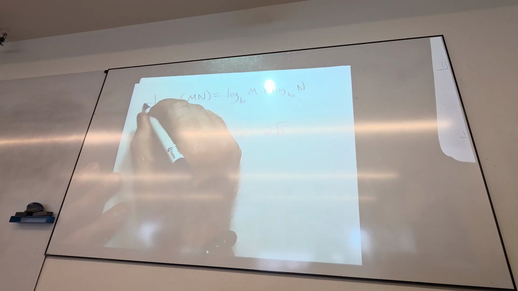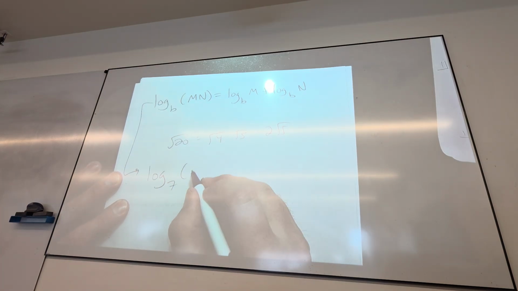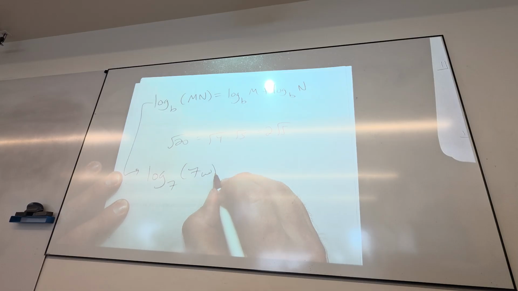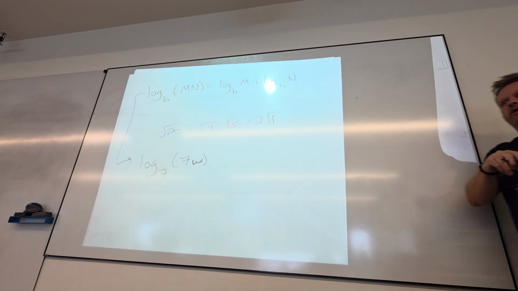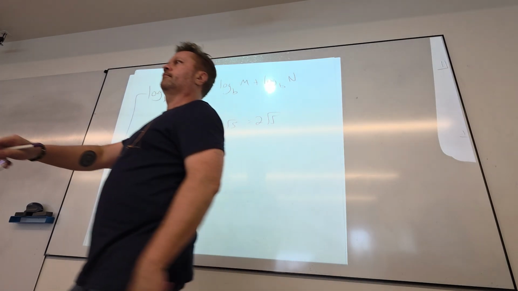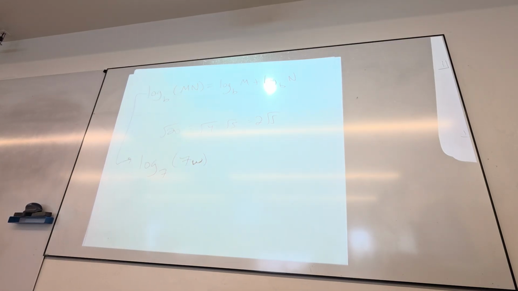So let me show you an immediate consequence of this. What can you do with this? Can you do anything with that? Not yet. No, you can't, because I don't have log base 7 of 7 anywhere. I've got like log base 7 of 7W. That's what I got. Take it out and then cancel it?